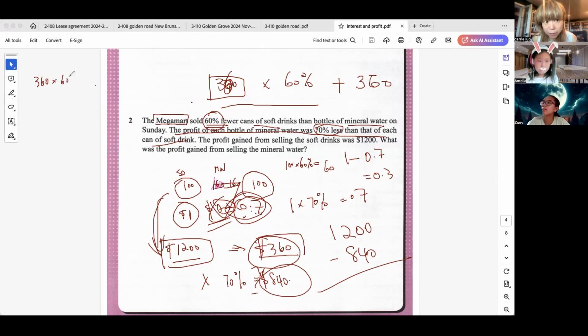Okay, so let's see. 360 times 60% plus 360. We can also do 360 times 100% plus 60%, correct? So this is 0.6, this is 1. So this is actually 360 times 1.6. Get it, Zoe? So the answer is 576.